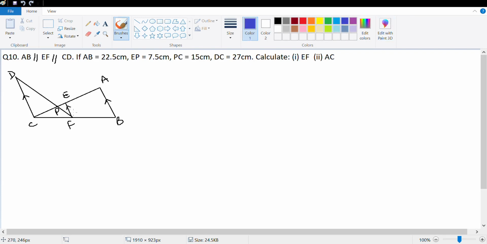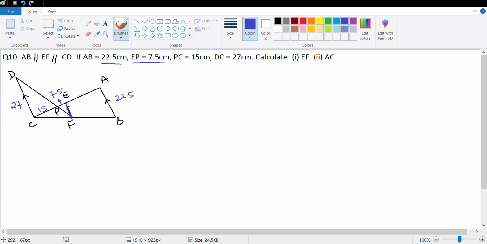It says AB is parallel to EF and is parallel to CD. If AB is equal to 22.5, which means this is 22.5. EP is equal to 7.5, so this small section here is 7.5. PC is equal to 15, so this part is 15. BC is equal to 27, so this part is 27. We need to calculate EF, which is this.